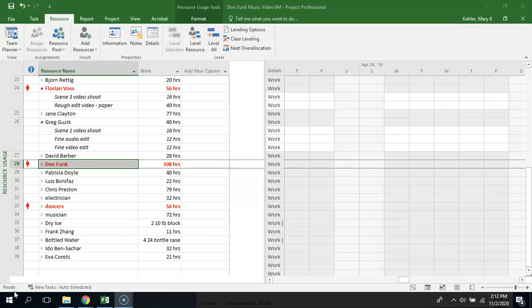Okay, and there's only one large conference room in that resource sheet. So what will the max units be when it's not available? What do you think?